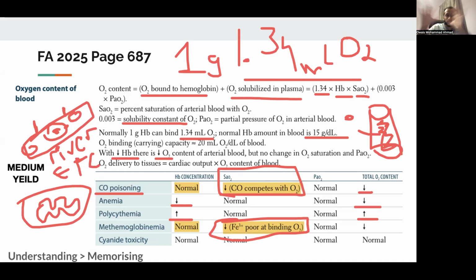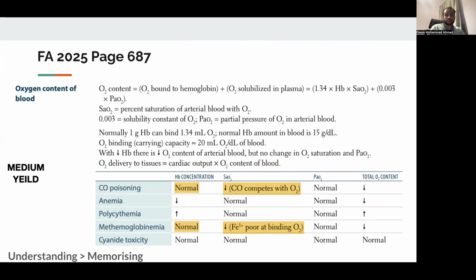Everything is fine: your hemoglobin, your saturation, your partial pressure, total content. But the ability for you to utilize it is going to be a problem. So everything is fine, just you cannot use oxygen. So you are going to be in a state of hypoxia, and you're going to be shifting towards anaerobic glycolysis metabolism.